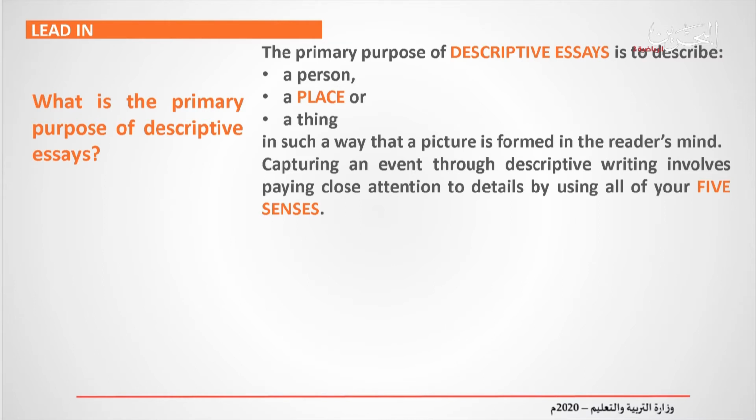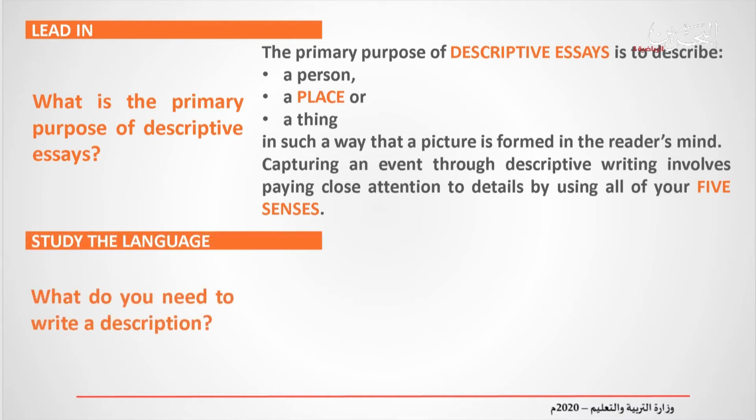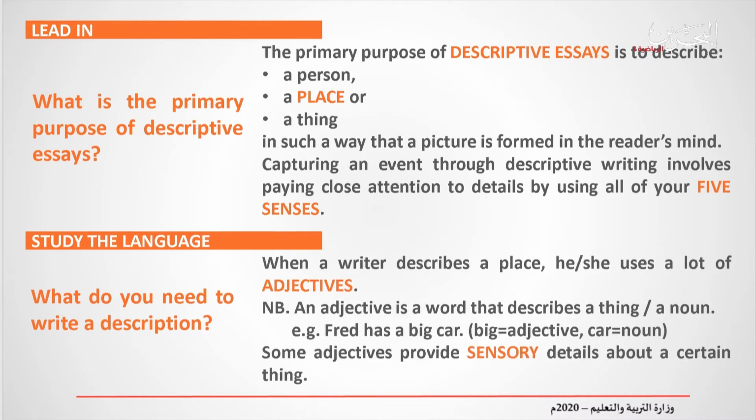In other words, imagine that you have a picture, a normal one that has no colors. How do we add colors, life, motion to that picture? By only using words. What kind of words do we need? What do you need to write a description? When a writer describes a place, he or she uses a lot of adjectives. An adjective is a word that describes a thing or a noun.